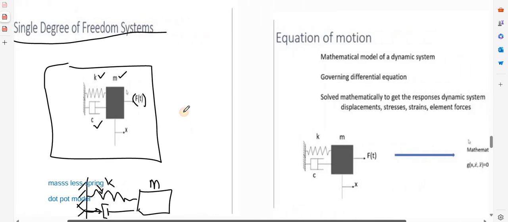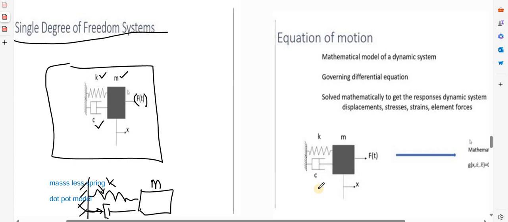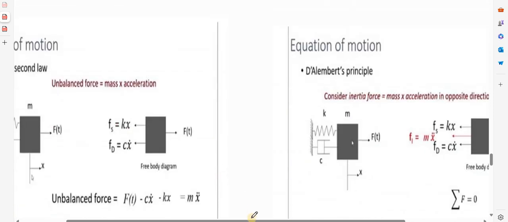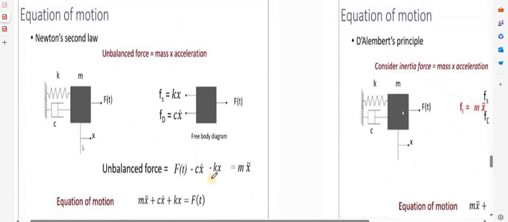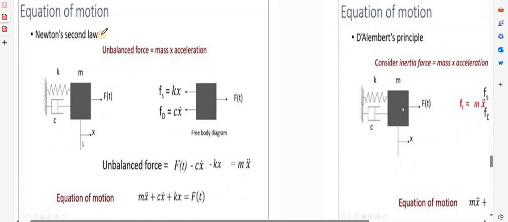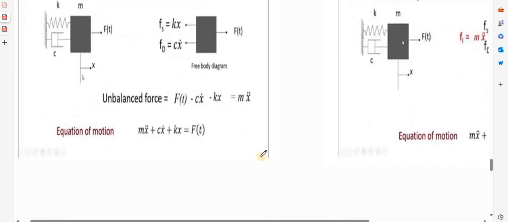Now after modeling, this is our mathematical model. After modeling this, I need to develop an equation. Now how can I develop the equation? The equation for this system can be developed by two methods. One is by using Newton's second law, second is by using D'Alembert's principle. So I am just showing the final equation. This is our equation.